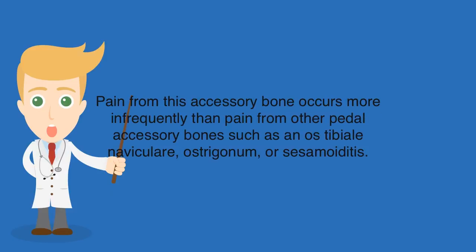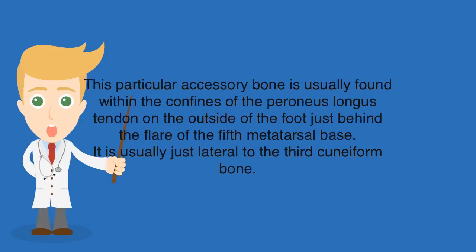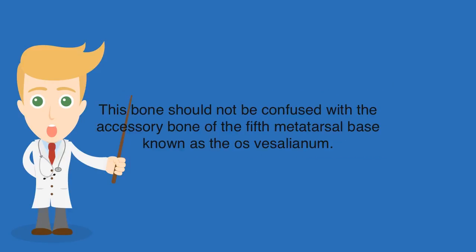Pain from this accessory bone occurs more infrequently than pain from other pedal accessory bones such as an os tibiale naviculare, os trigonum, or sesamoiditis. This particular accessory bone is usually found within the confines of the peroneus longus tendon on the outside of the foot just behind the flare of the fifth metatarsal base. It is usually just lateral to the third cuneiform bone. This bone should not be confused with the accessory bone of the fifth metatarsal base known as the os vesalianum.